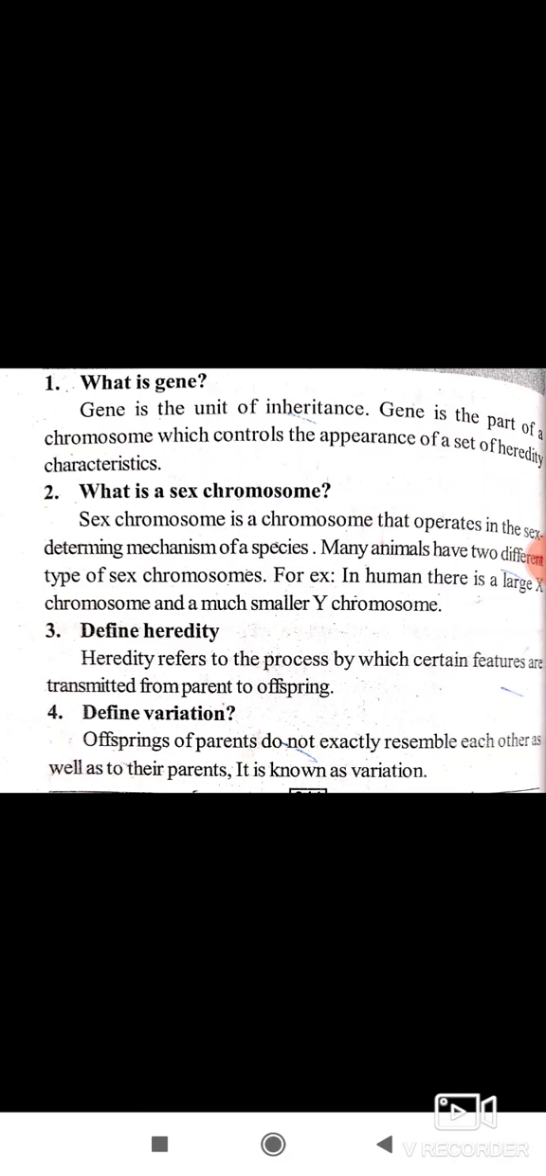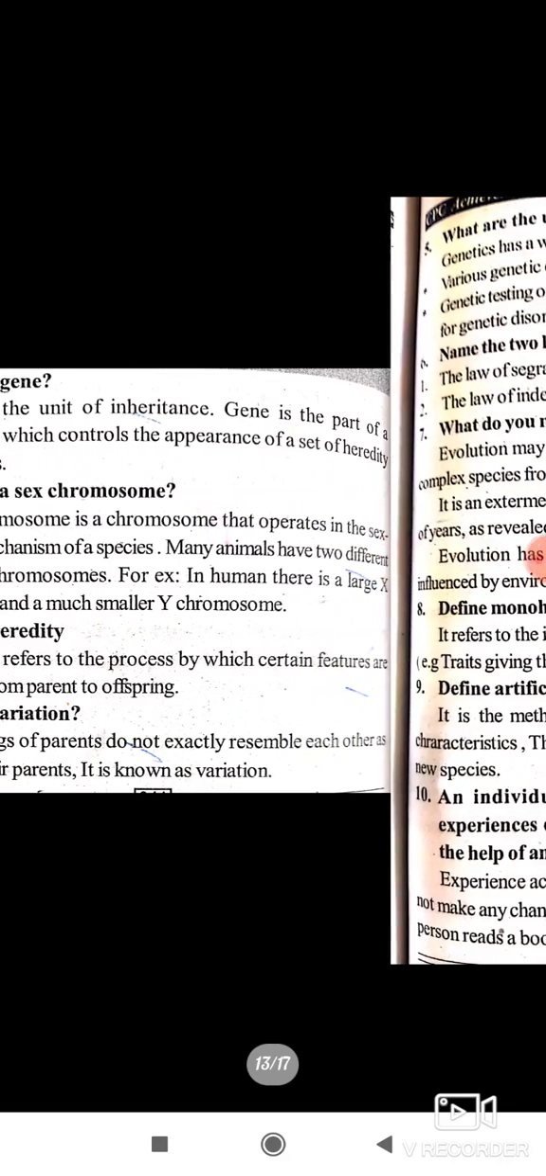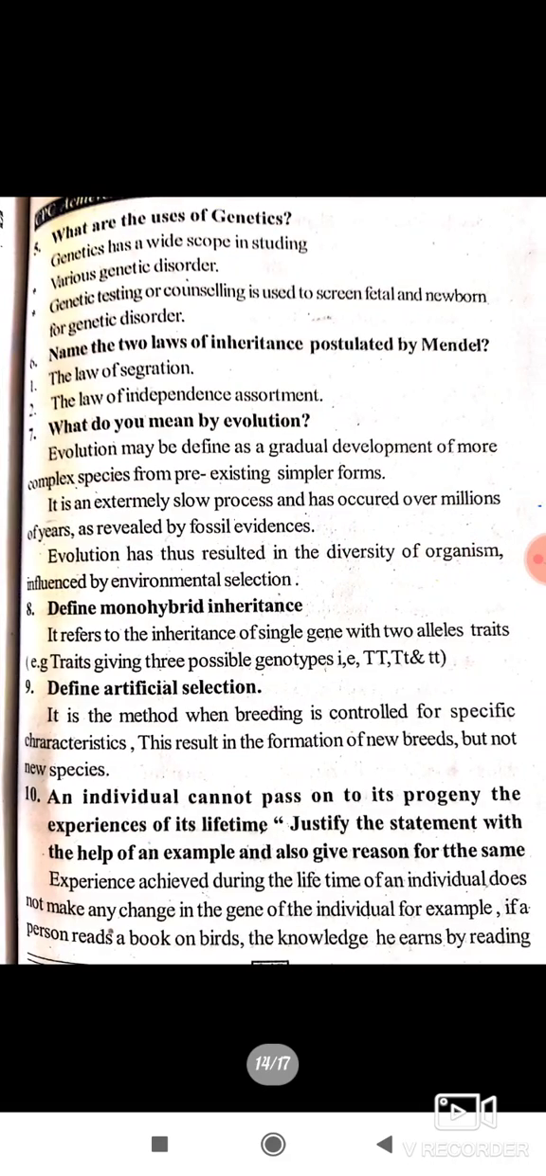Define heredity. Heredity refers to the process by which certain features are transmitted from parents to offspring. Define variation. Offspring of parents do not exactly resemble each other or their parents. This is known as variation. What are the uses of genetics? Genetics has a wide scope in studying various genetic disorders. Genetic testing or counseling is used to screen fetuses and newborns for genetic disorders.